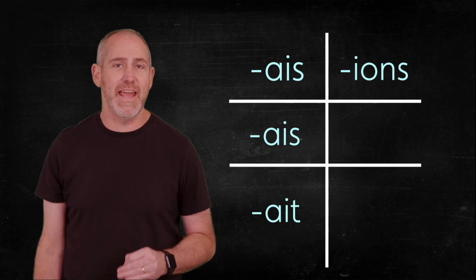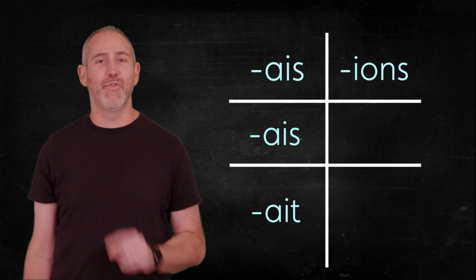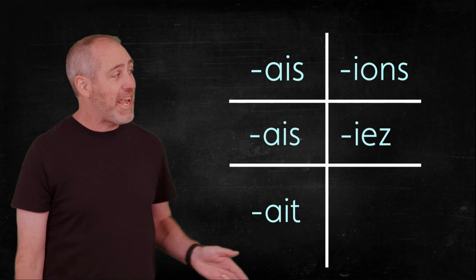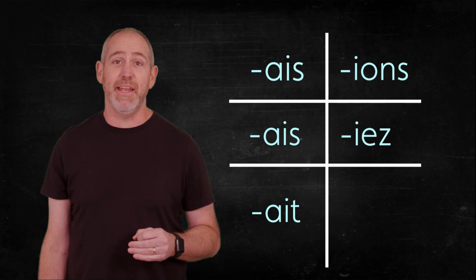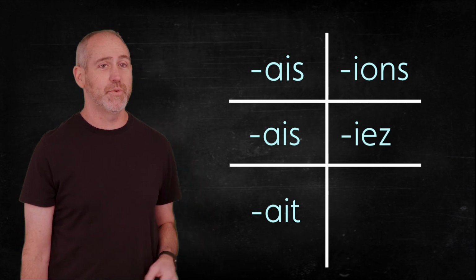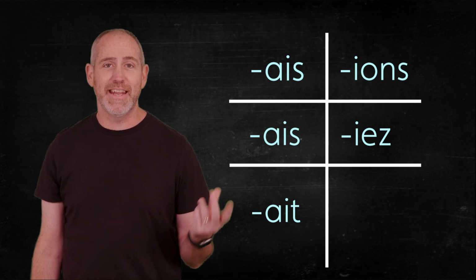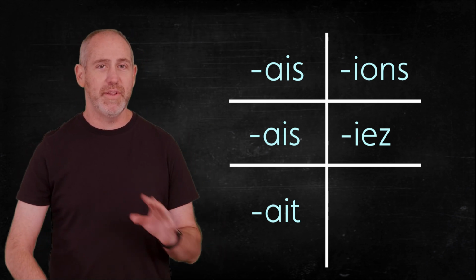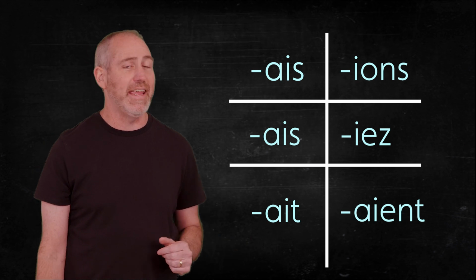Now, based on that, you may be able to guess what the vous form is. It is, yeah, IEZ. All right, and now that leaves us with one more. It's going to be like the other ones kind of, but we'll put that E and T on it. It's AIENT.